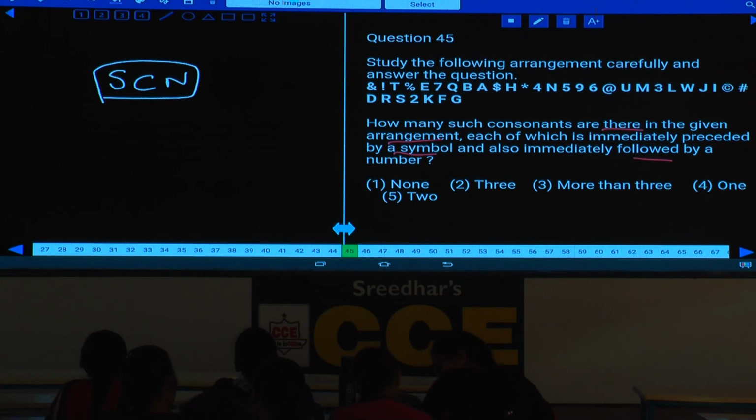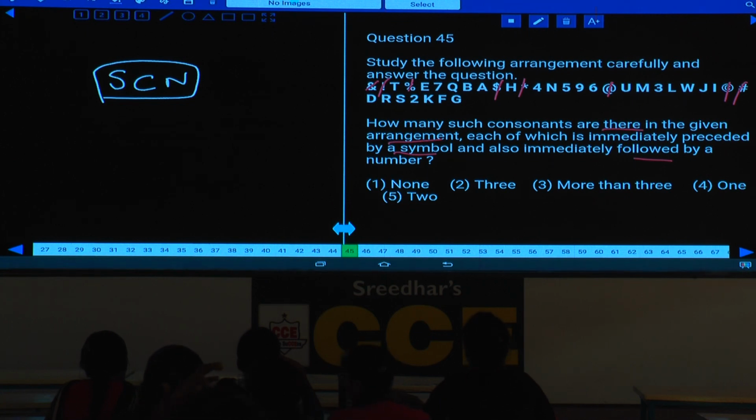Symbol, consonant. Now this is a symbol not followed by a consonant. Now this is a symbol followed by a consonant but is not followed by a number, isn't it? Hence this is a symbol not followed by a consonant, and symbol followed by a consonant H, and it is not followed by a number. This is also ruled out. Symbol not followed by a consonant, this is also ruled out. Symbol not followed by a consonant, this is also ruled out, and symbol not followed by consonant, this is ruled out. Now this is a symbol followed by consonant but not followed by number, that is also ruled out.